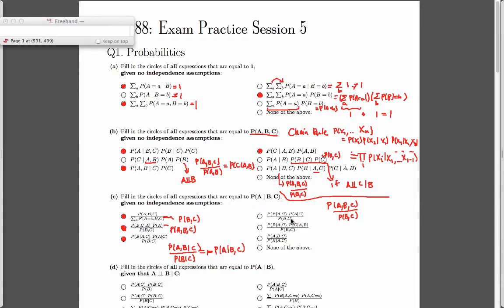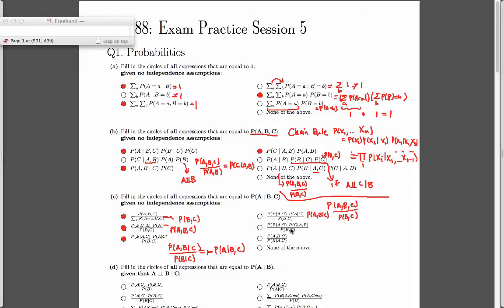Now in this third option, the denominator is what we want it to be. However, the numerator is not equal to probability of A, B, and C because of this condition bar right here. If this was A and C instead of A conditioned on C, then it would be correct, but this numerator actually instead equals the probability of A and B conditioned on C, not the probability of A, B, and C. So this is not correct.